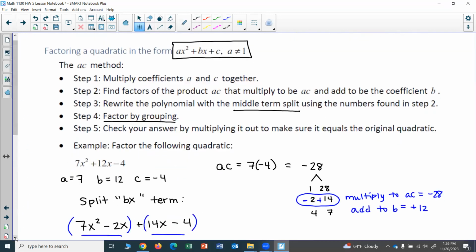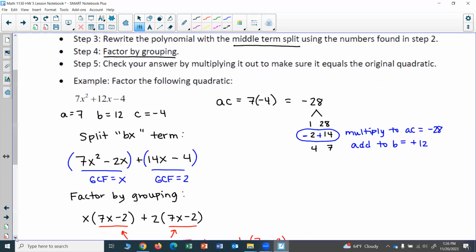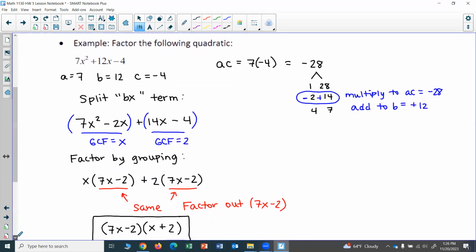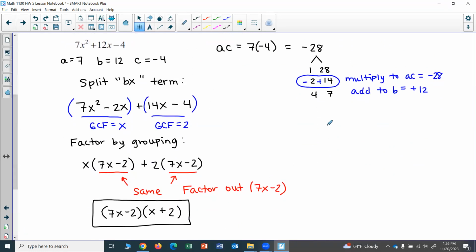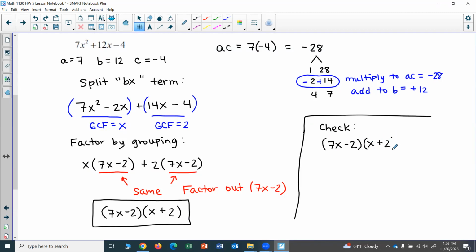So let me go back to my original 7x squared plus 12x minus 4. And I want to go ahead and check my answer over on the side here. So to check, I would take my 7x minus 2 times x plus 2, and I would either multiply it using the box method or by foiling it out.